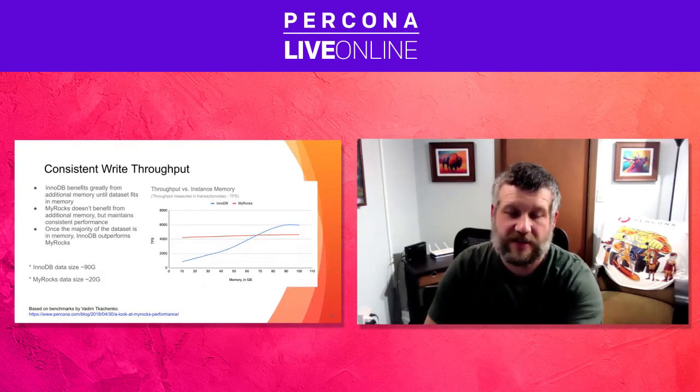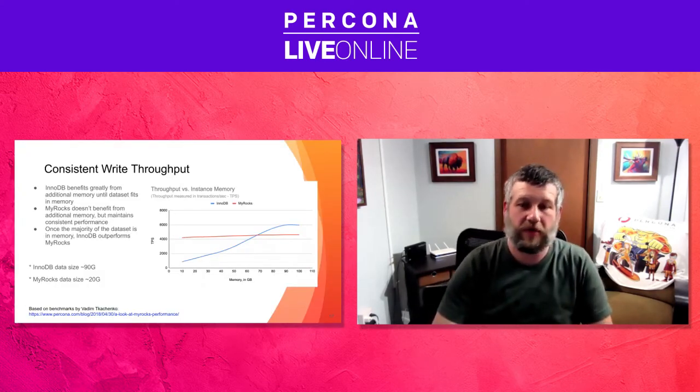So I had mentioned the consistent write throughput and what we're looking at there. This graph, based on some benchmarks by Vadim, really can show us that as we continue to add memory to InnoDB, once we have that whole data set in memory, InnoDB will outperform. But if we look at this, when we have our data set notably larger than the memory available, which also, as we see here, the InnoDB data size was 90 gigs, while the MyRocks data size was 20 gigs using the same data set. That also will tell you something.